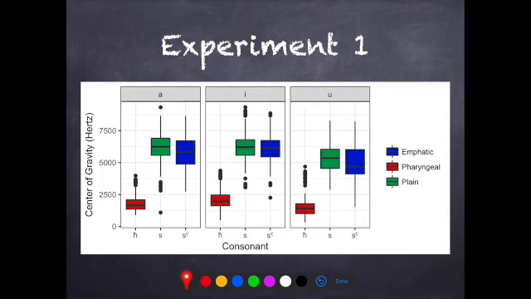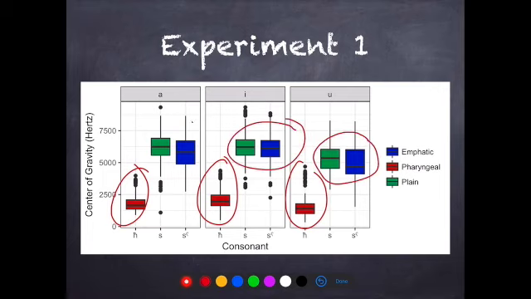U. The first thing you'll notice is that the center of gravity of pharyngeal H is much lower than the center of gravity of the other two consonants. This is what we would expect, given that it has a very different primary place of articulation. However, the emphatic and plain consonants have very similar distributions of center of gravity. This is what you would expect, given that they have the same primary place of articulation.